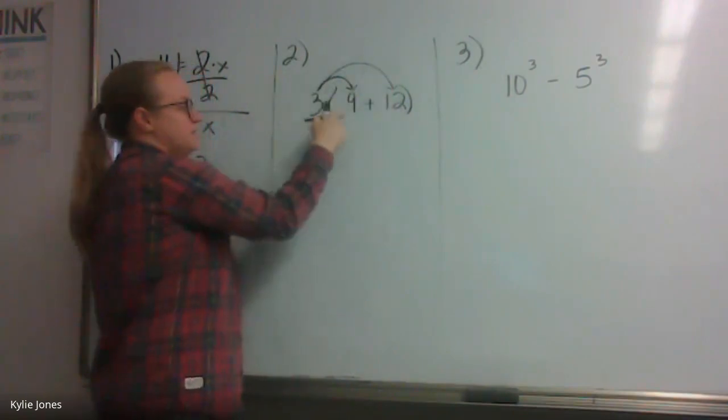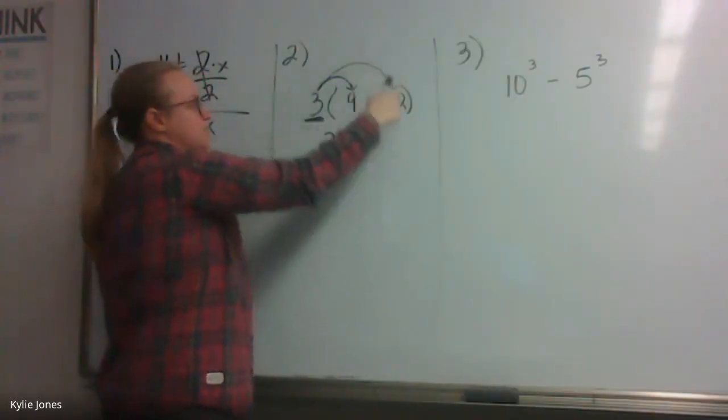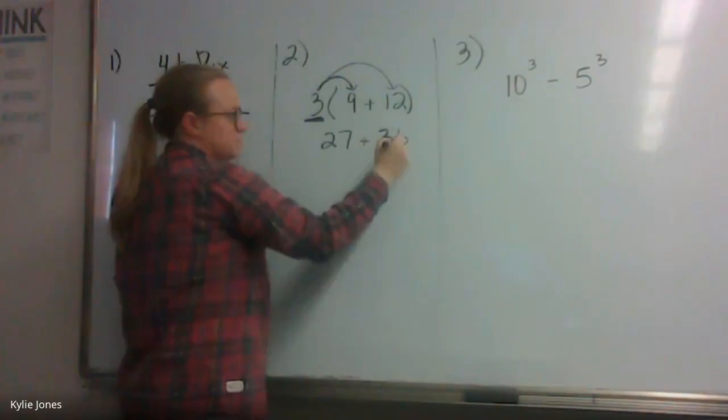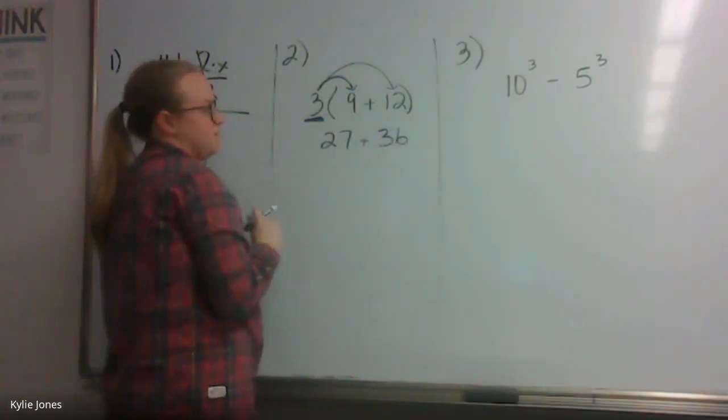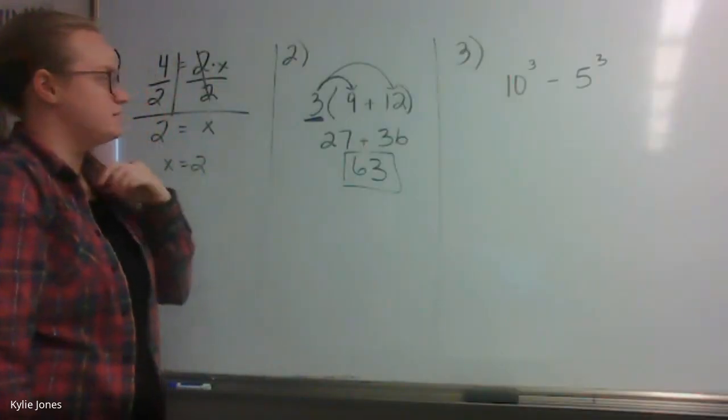So what is 3 times 9? 27. Keep your addition sign, and then what is 3 times 12? 36. And what do we get when we add them together? 63. That's what I got. Good. So either way would work, right? All right. Awesome.